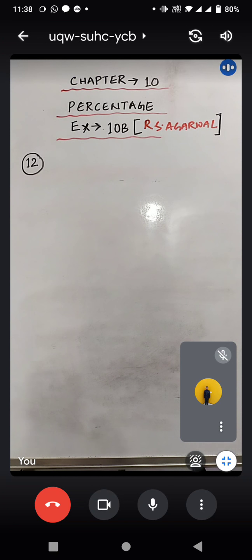Hello everyone. So today we'll explain question number 12 and 17 of exercise 10B, book R.S. Agarwal, chapter 10, percentage. Now let me see what we have in question number 12.